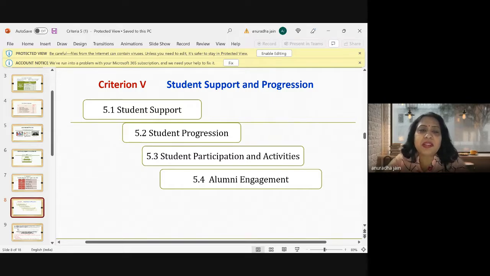So in this way, overall, you can see that these are the 4 main key indicators of criterion 5, that is student support and progression. Now we will discuss one by one what comes under all these 4 key indicators.